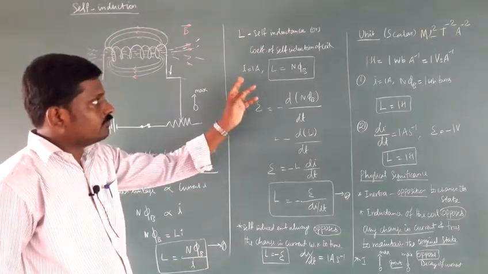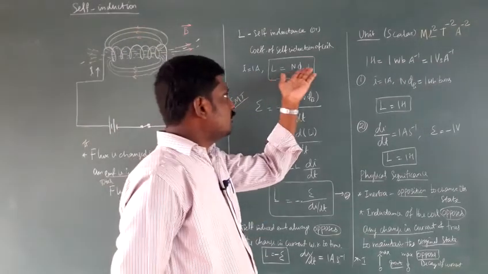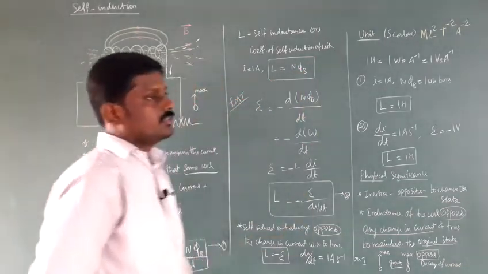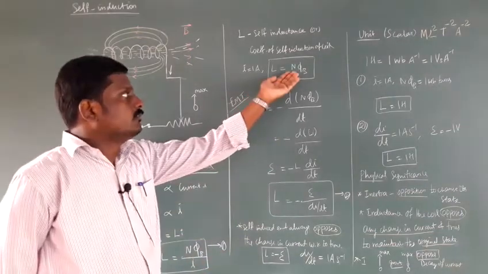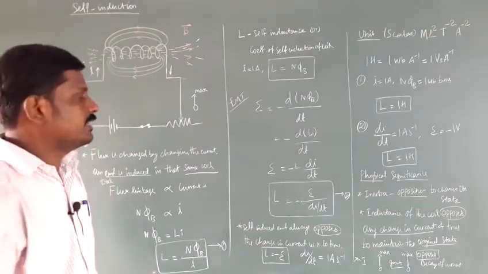So self-inductance is defined as the total flux linkage in the coil when 1 ampere current flows through the coil.